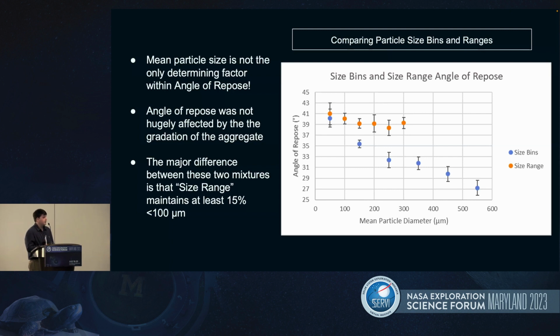So some findings from this was that mean particle size is not the only determining factor within angle of repose. Angle of repose is not hugely affected by the gradation of the aggregate either, which I was really surprised by. The major difference between these two simulants, so once we looked at these two and saw that they were different, in trying to figure out why that could be the case, we realized that the size range mixes maintained at least 15% less than 100 microns. So we went from low to high particle size range. So those low sizes were always included in those regolith mixtures.